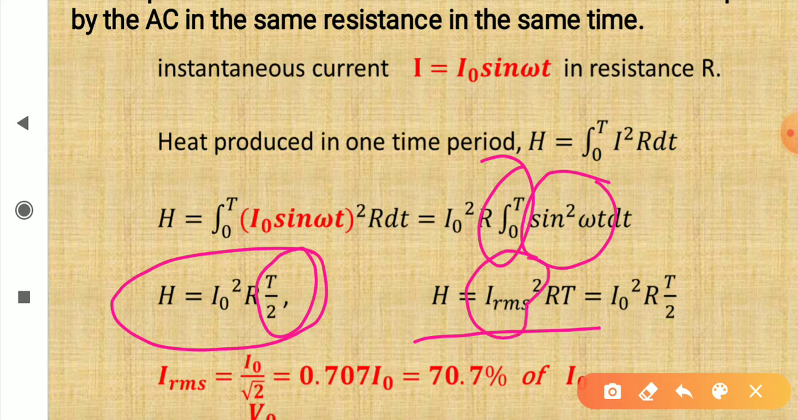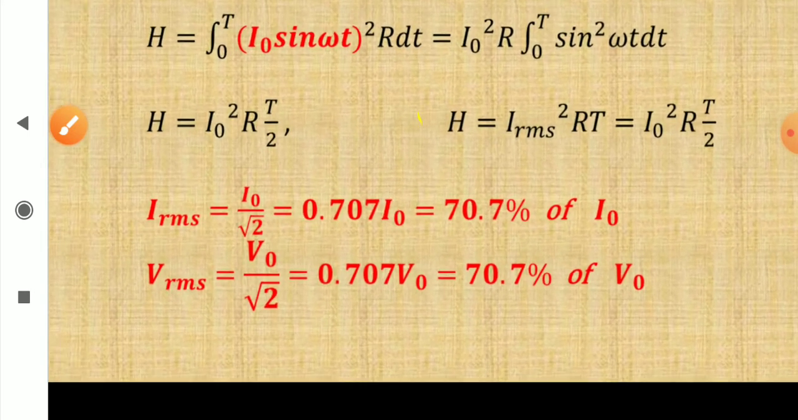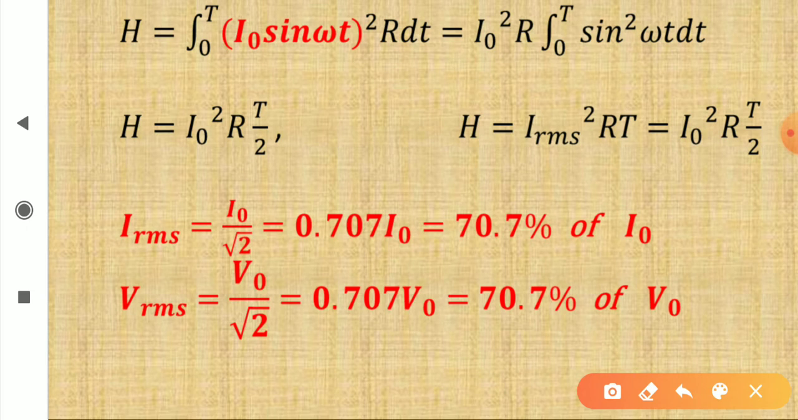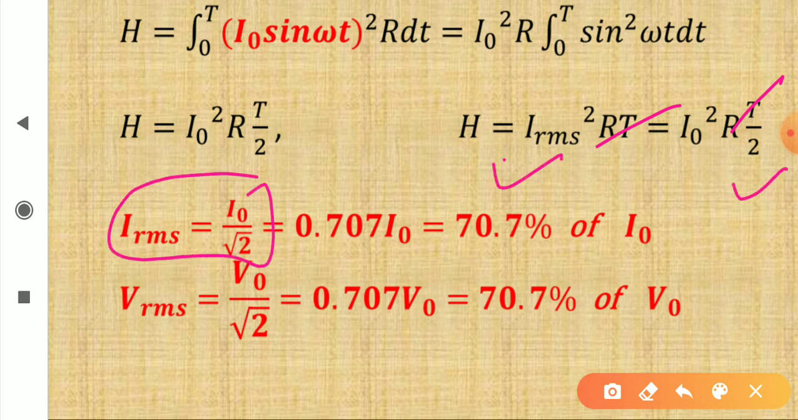So it is I RMS square RT, and this is equal to, from here put the value, compare both the sides, and now what we get is, RT cancelled out this and take square root, then I RMS becomes equal to I naught upon root 2, peak current divided by root 2, and this is equal to 0.707 I naught, or 70.7% of peak current.